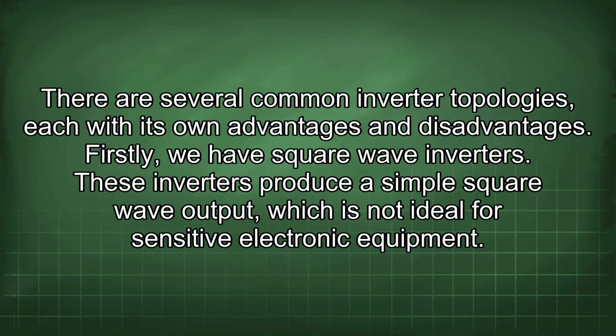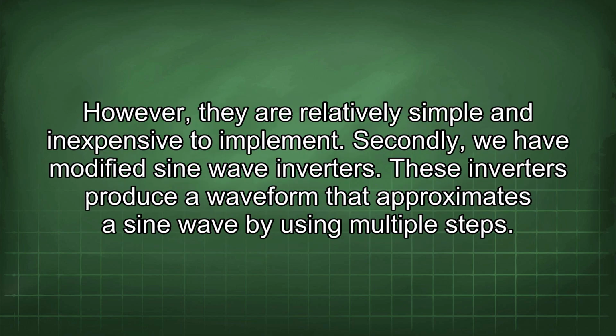There are several common inverter topologies, each with its own advantages and disadvantages. Firstly, we have square wave inverters. These inverters produce a simple square wave output, which is not ideal for sensitive electronic equipment. However, they are relatively simple and inexpensive to implement.